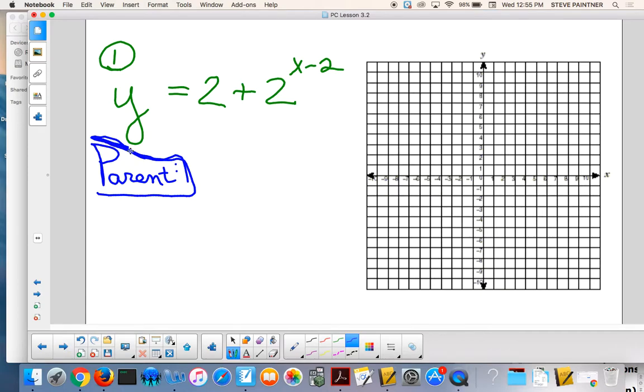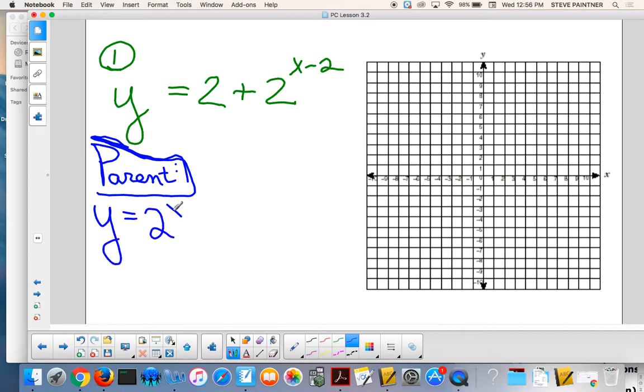Have you already started with the parent? I would. And that's how I explained it to you. Now you gotta tell me this. Is this a log problem or is this exponential? Exponential. 2 to the x. It's right there. It's 2 to the x. So that is your parent, right?